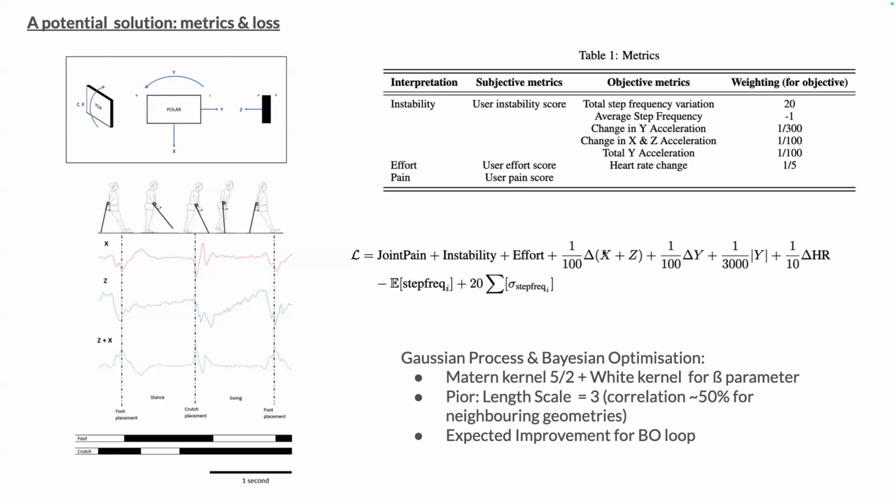So the objective ones are the change in the X and Z acceleration data. And this change is looking at the first two, what we call bouts.